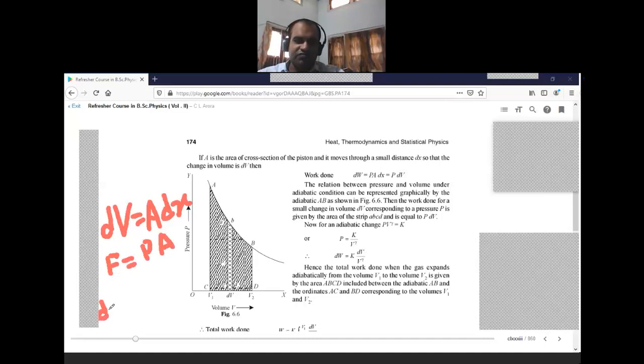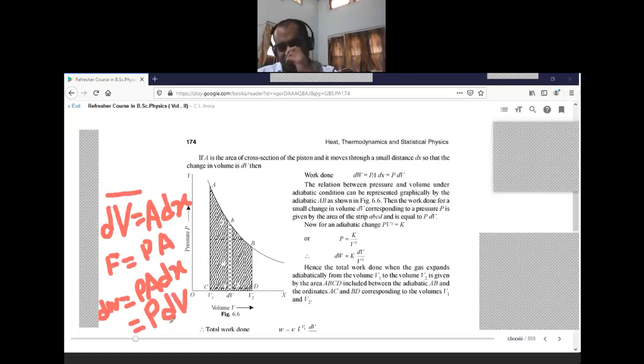Therefore, what is the work done? Work done dW will be pressure multiplied by area multiplied by displacement, where displacement is that of the piston. But just now we found that A dx is equal to dV. Therefore, dW is equal to P dV. P dV means dW is the multiplication of pressure and the change in volume. Okay, I hope this is clear.